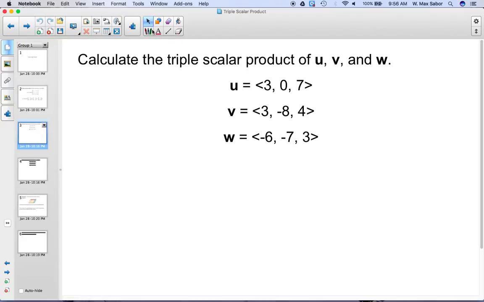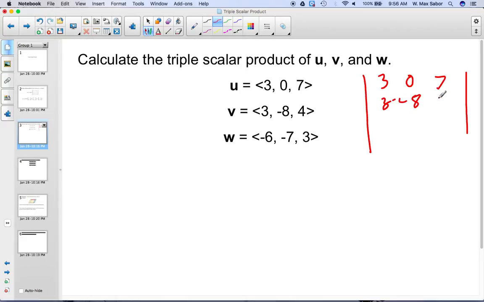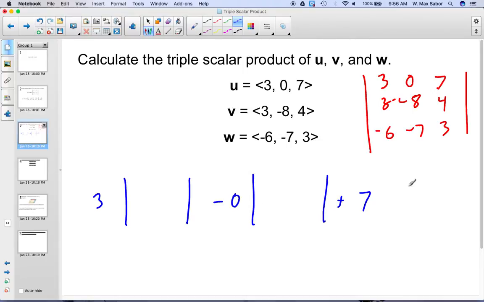So let's calculate the triple scalar product of this. So that's saying take the determinant of 3, 0, 7, 3, negative 8, 4, negative 6, negative 7, and 3. So we have 3, 0, and 7 multiplied by these determinants. I see 0 times one of these, so I'm going to know that I don't even need to bother doing this because it'll all multiply up to 0.